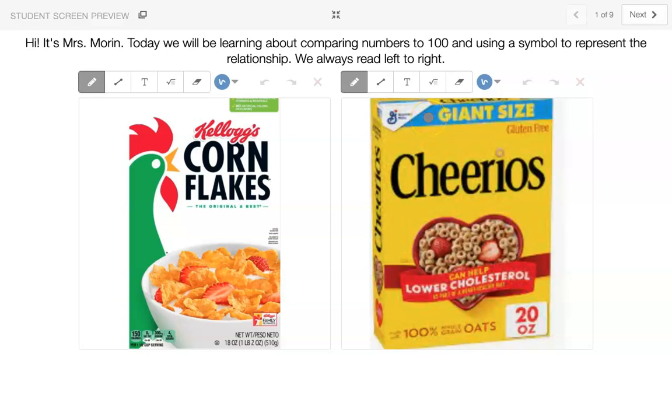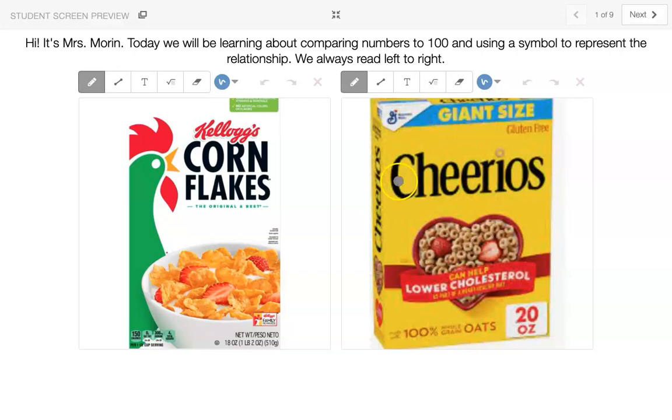Hi, it's Mrs. Moran, and today we will be learning about comparing numbers to 100 and using a symbol to represent the relationship between the numbers. So I want you to remember a very important thing. When we're reading numbers today, we read from the left to the right, just like we do when we're reading a book or a sentence.